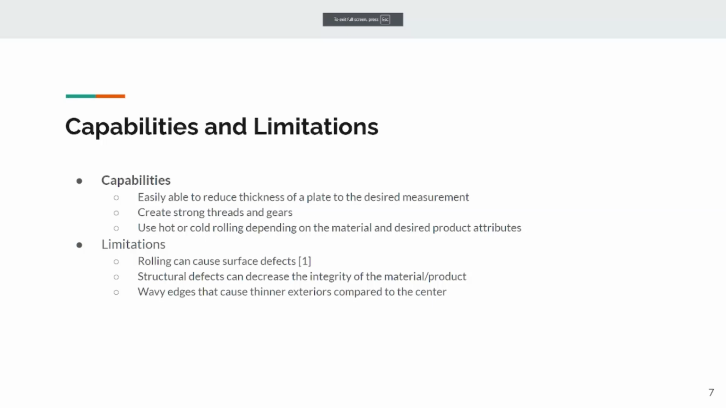So some capabilities and limitations. Some capabilities include the fact that they're easily able to reduce the thickness of a plate to a desired measurement. They're able to create strong threads and gears, which is super important. And you can also use hot or cold rolling depending on the material to create various desired product attributes. Some limitations include the fact that rolling can cause surface defects. There are structural defects that can decrease the integrity of the material or the product as well. And also rolling can cause wavy edges that cause thinner exteriors and edges compared to the center of the workpiece.